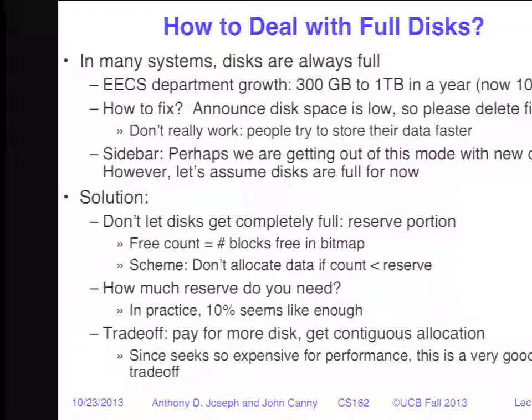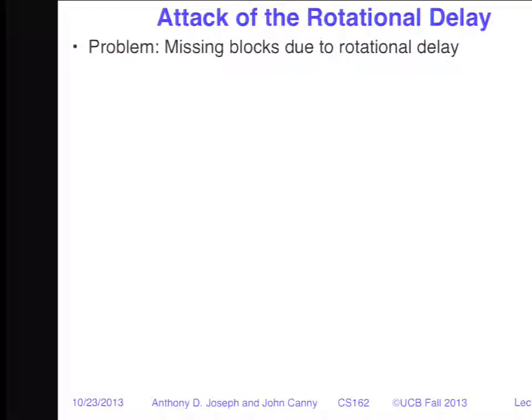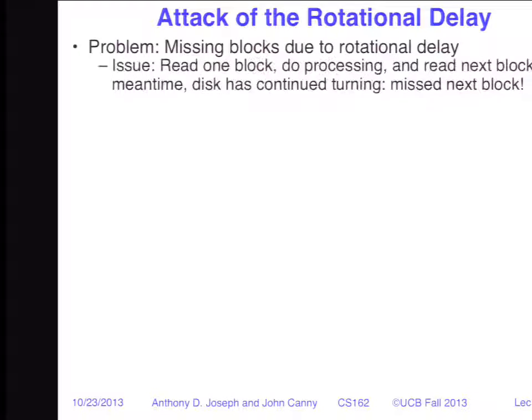Okay, so other things we need to deal with. We've talked a lot about seeks, but rotational delay is equally as important because rotational delay is of comparable cost to seeks. So we'd like to avoid any kind of rotational delay. The problem is we can miss blocks because of the rotational delay. And the issue is this. We do a read. So I read a block. Now my application does some compute, and then it says, give me the next block, or give me the next 1,000 bytes. And so the OS goes to read the next block.